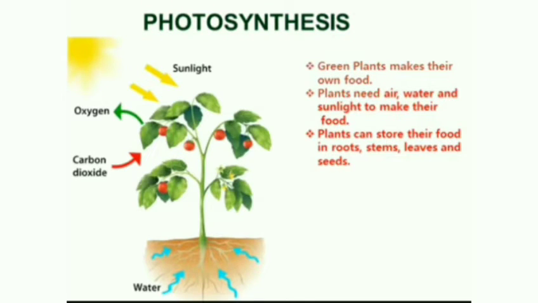Roots take in water and other things needed by the plant to make food. Photosynthesis. Green plants make their own food. Plants need air, water and sunlight to make their food. Plants can store their food in roots, stems, leaves and seeds. Let us see one video on photosynthesis.